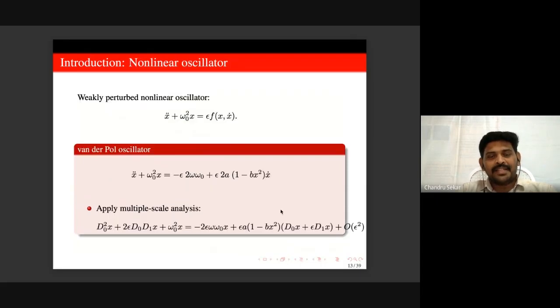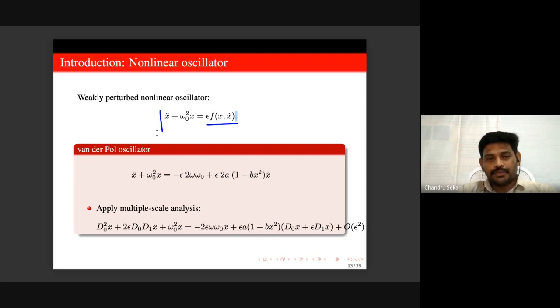But the main thing is it should be a weakly perturbed nonlinear oscillator. So the nonlinear term should be weak. So the weakly perturbed nonlinear oscillator is in general represented by this equation. For an illustration, I consider a van der Pol oscillator, a well-known limit cycle oscillator.